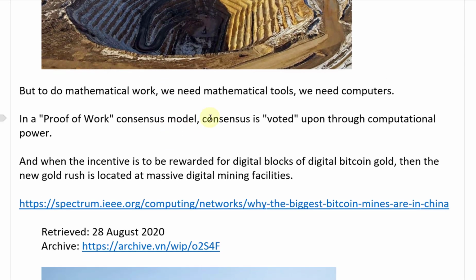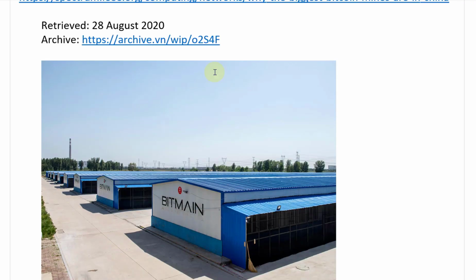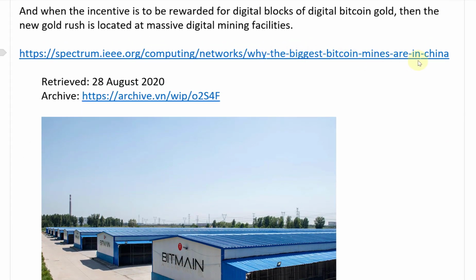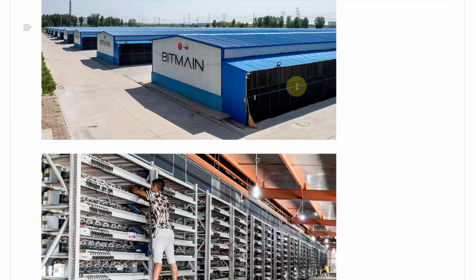But to do mathematical work, we need mathematical tools, we need computers. In a, quote, proof of work consensus model, consensus is, quote, voted upon through computational power. And when the incentive is to be rewarded for blocks of digital Bitcoin gold, then the new gold rush is located at massive digital mining facilities. So here's Bitmain. Here's a massive one. This is in China. This is why the biggest Bitcoin mines are in China. I believe the USA is catching up as well.